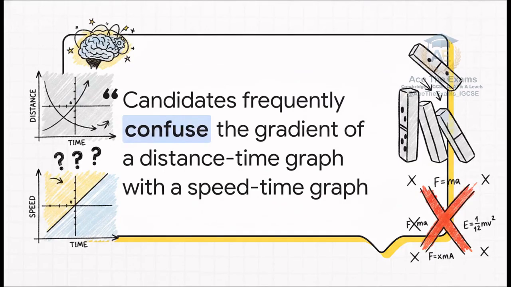This whole thing really hit home for me when I read an incredibly authoritative quote straight from a Cambridge examiner's report. They wrote, "Candidates frequently confuse the gradient of a distance time graph with a speed time graph, losing all marks for subsequent reasoning." Notice the brutal severity of that statement, losing all marks. It's a complete domino effect.